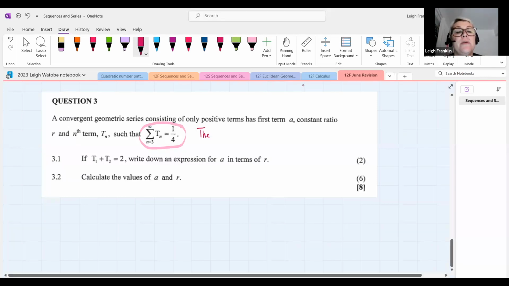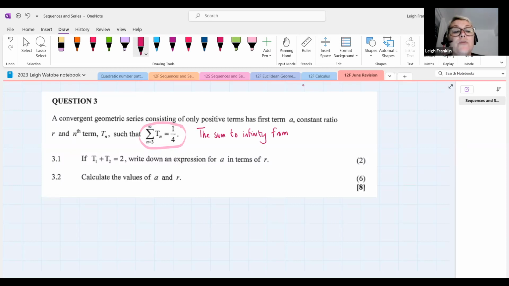So the sum to infinity from term 3 is 1 over 4. So from the third term onwards to infinity, the sum is going to be 1 over 4. That's what that means. Sum to infinity from term 3 is equal to a quarter. Right, it's quite an unusual way of putting things. So being able to understand what that means is critical to us being able to do this question.